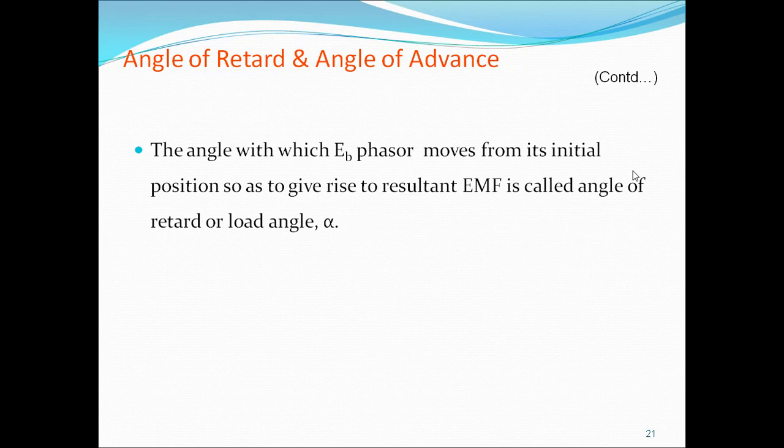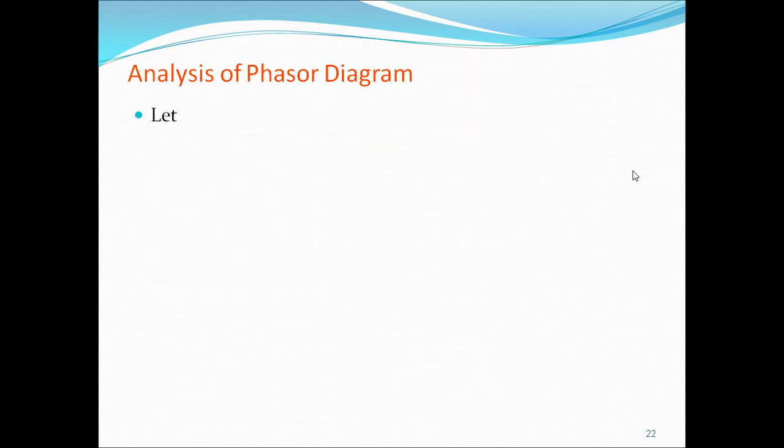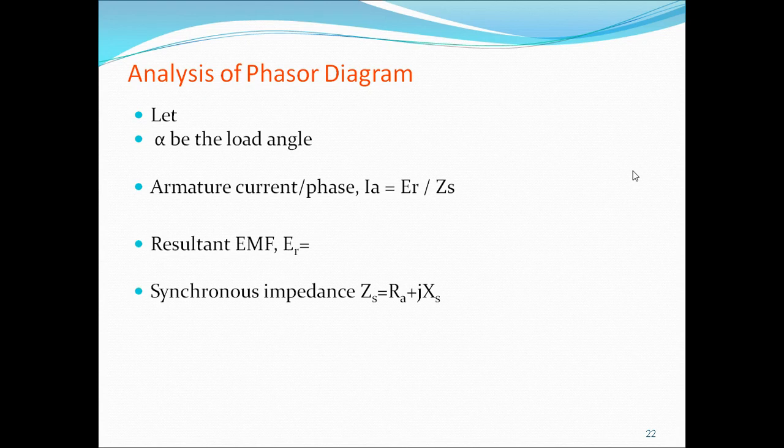And next, angle of retardation and angle of advance. The angle by which the back EMF EB moves from its initial position to give a resultant EMF is called the angle of retardation or load angle. So the angle of advance is equal to 180 minus the angle of retardation. So if you see the analysis, alpha is the load angle.